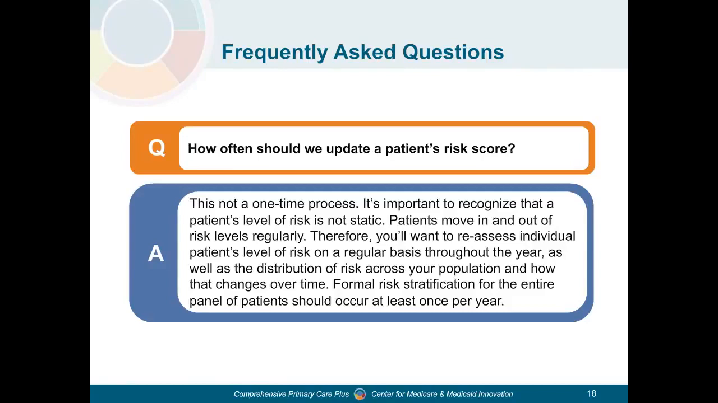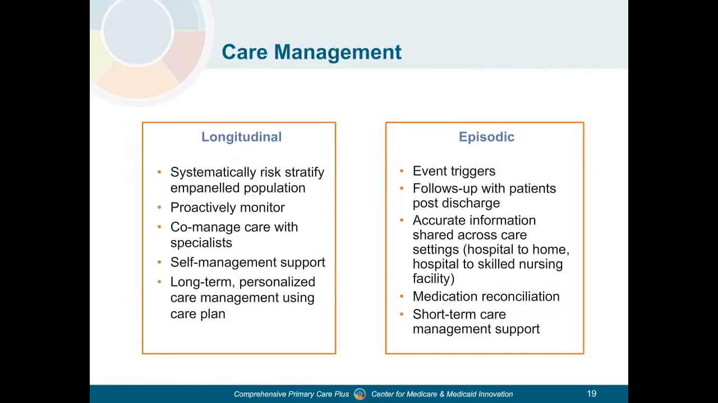Okay, before I move on, now we'll move on to care management here, because we've been talking about risk stratification, and we know that that's a critical first step to prepare you for care management. So once you've risk stratified your patients, you can identify those patients who would benefit from both longitudinal and episodic care management. Briefly, these two types of care management are longitudinal, which is targeted, proactive, relationship-based care management, versus episodic, which is short-term care management based on event triggers.